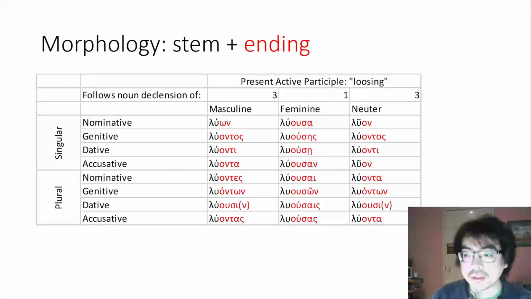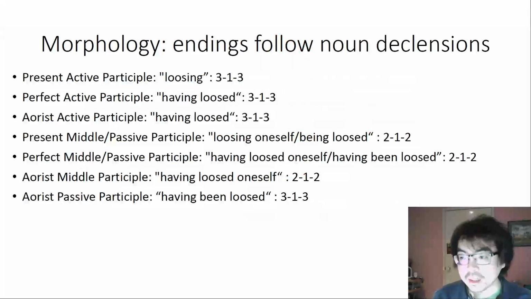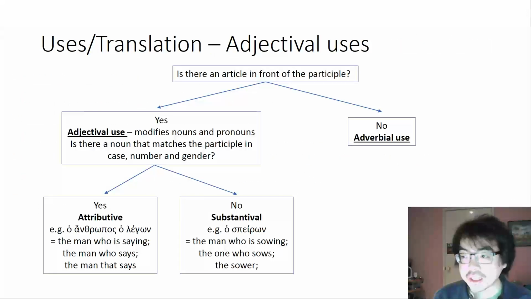A quick note on morphology. Participles are built from a stem, which contains the meaning of the verb, and an ending. The endings follow the patterns of noun declensions. For the present active participle, the masculine, feminine, and neuter endings follow the third, first, and third noun declension endings respectively. Hence, we call them 3-1-3 endings. These ending patterns will depend on the tense and voice of the participle, and they will either be 3-1-3 or 2-1-2. Now we are going to take a deeper dive into how participles are used and translated.